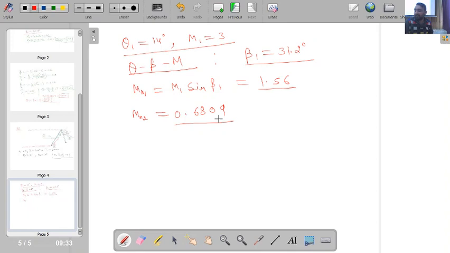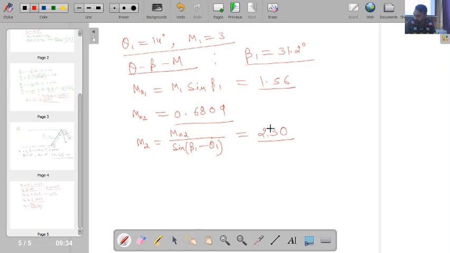Once we have Mn2, can I calculate the value of M2? What will be M2? Mn2 upon sine of beta 1 minus theta 1. So over here we have different angles. The first one is designated as theta 1. So this will come out to be 2.30. Okay. So for the first wave all of you are fine.